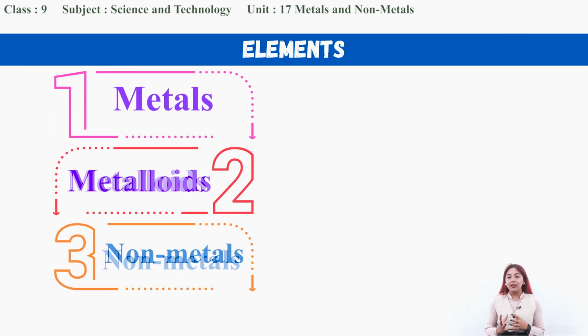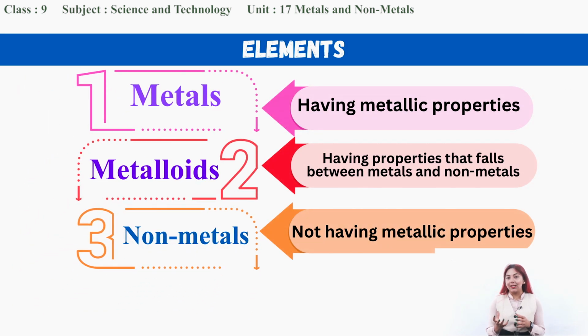So metals are those elements that possess metallic properties, whereas non-metals are those elements that do not possess metallic properties. And there come the metalloids, the third type of elements. The metalloids are those elements that have properties that fall between the metals as well as the non-metals. So they possess the characteristics or the properties of both the metals as well as non-metals. So basically there are three types of elements.